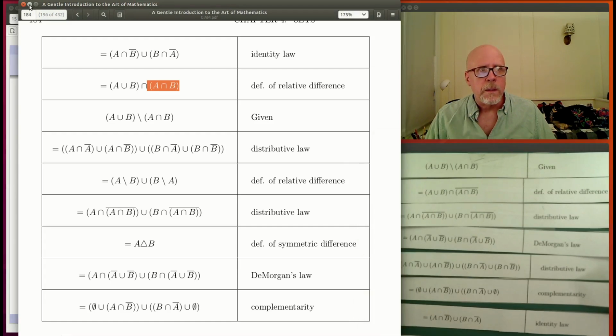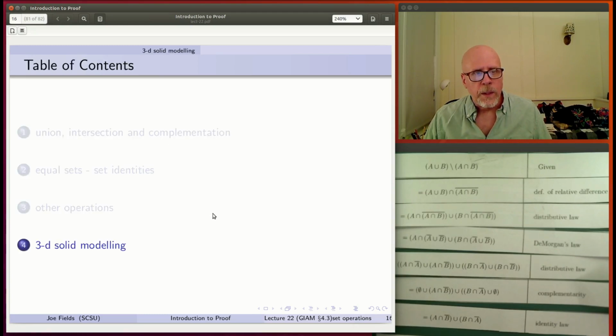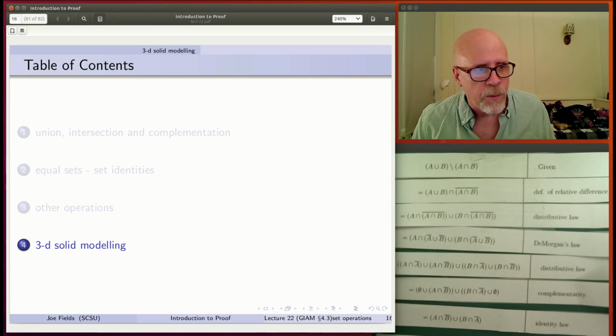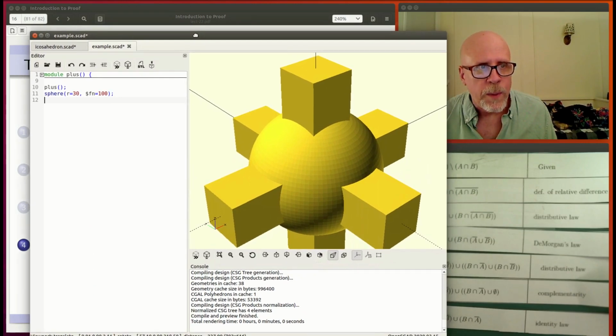Let's pop back to the slides here. We got through that exercise. Oh, the 3D solid modeling. This is what I'm really looking forward to showing you guys. This is a program that I absolutely love. It's called OpenSCAD. I'll show you a different model first.